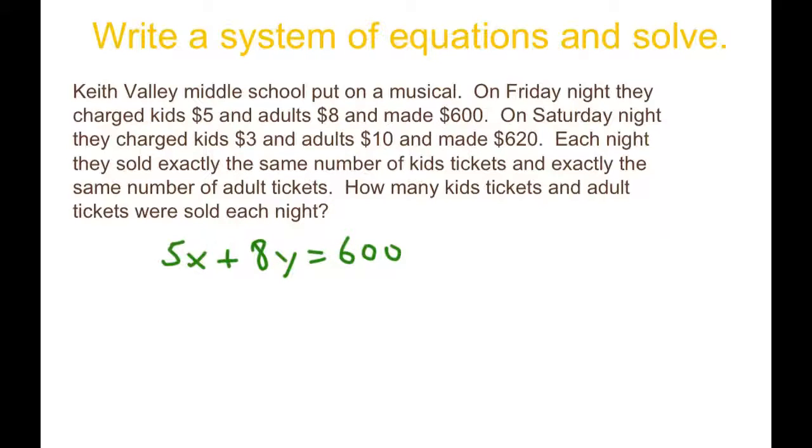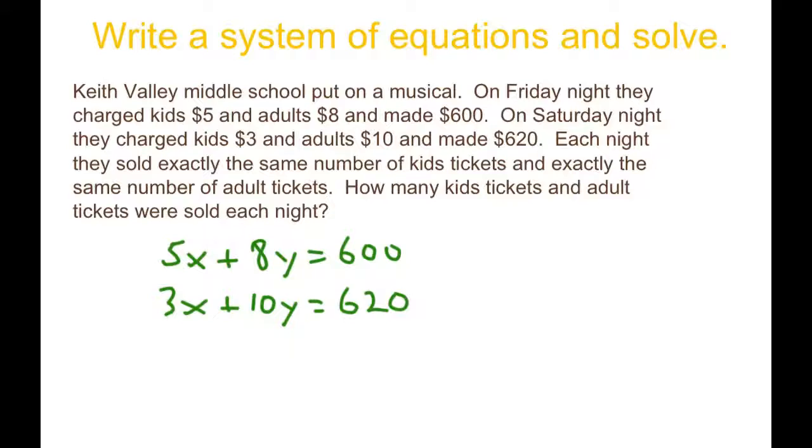Okay. On Saturday night we charge kids $3, so 3, and I'm going to use the same variable x because it said the same number of kids' tickets each night, same number of adult tickets each night, so I know those x's are the same. Plus, the adults got a little bit more that night, $10 per ticket, 10y, and they made a little bit more money that night, $620.